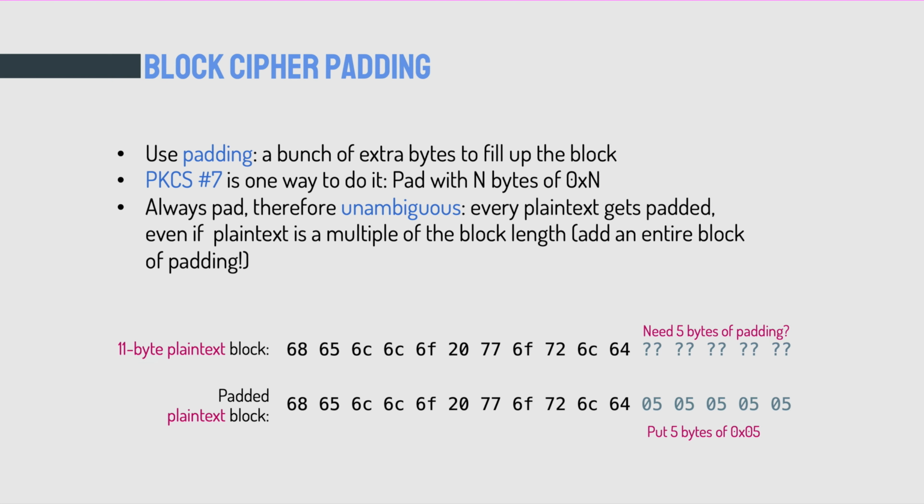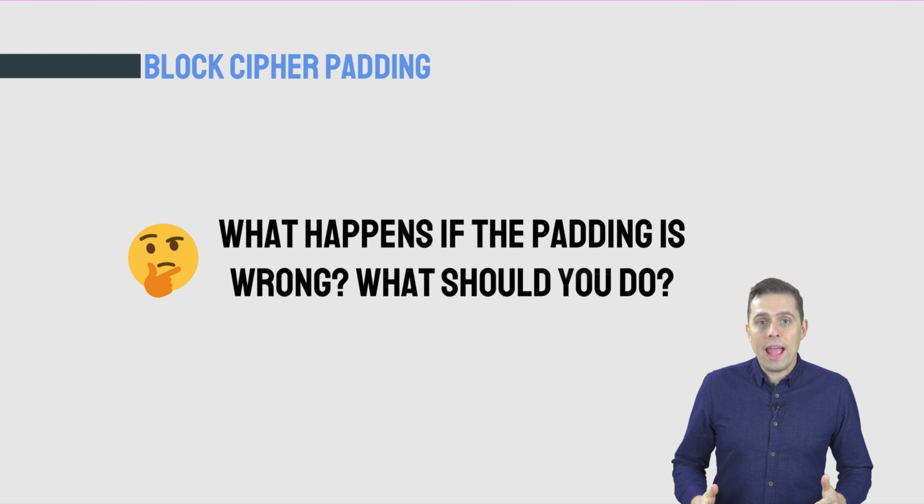That way it's unambiguous. So what happens if our plaintext is a multiple of 16? We don't need to add padding. But remember our deal, we always add padding. So what we can do is add an additional block of just padding, 16 bytes of the number 16. Okay, so what happens if you decrypt a message and discover that the padding is wrong?